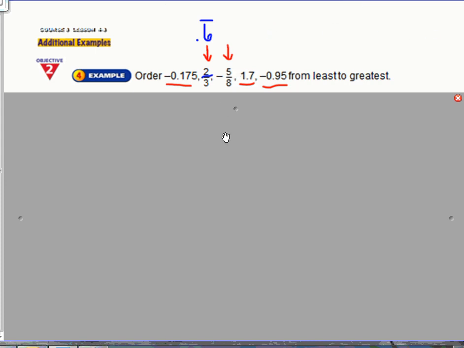I'm going to ignore the negative sign right now. We know that our decimal is going to be negative because our fraction is negative, so there's really no need for me to worry about it while I'm dividing it. Same thing, I'm going to put a 5 on the inside of the box. 5 divided by 8.